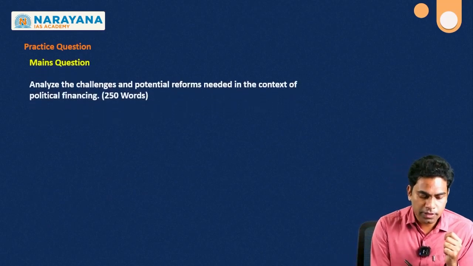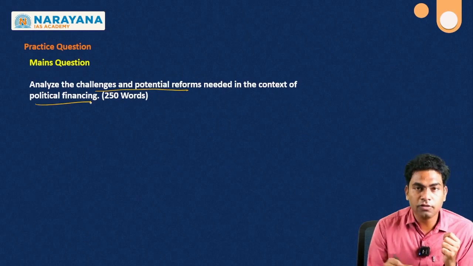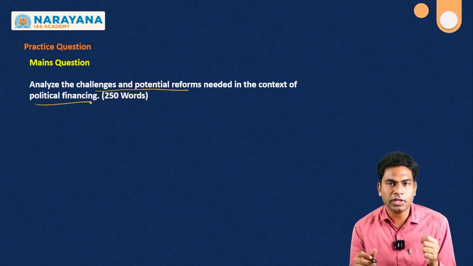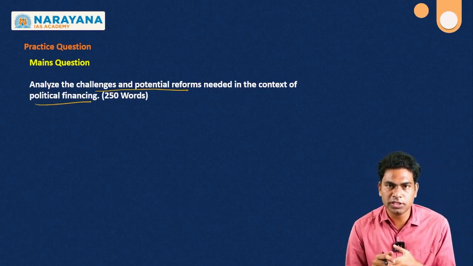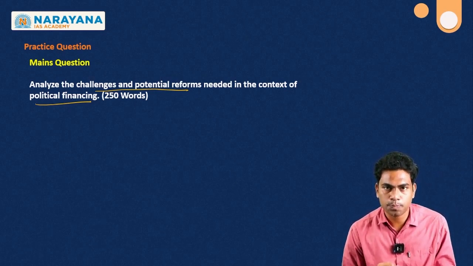Now, let us look into the mains practice question. Analyze the challenges and potential reforms needed in the context of political financing. So, given the way the electoral bond scheme is functioning in India, you could utilize the figures as well as the arguments put forward to write this answer.